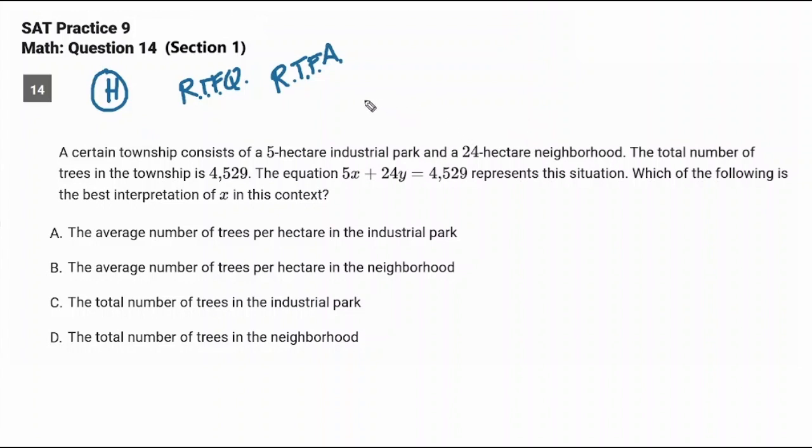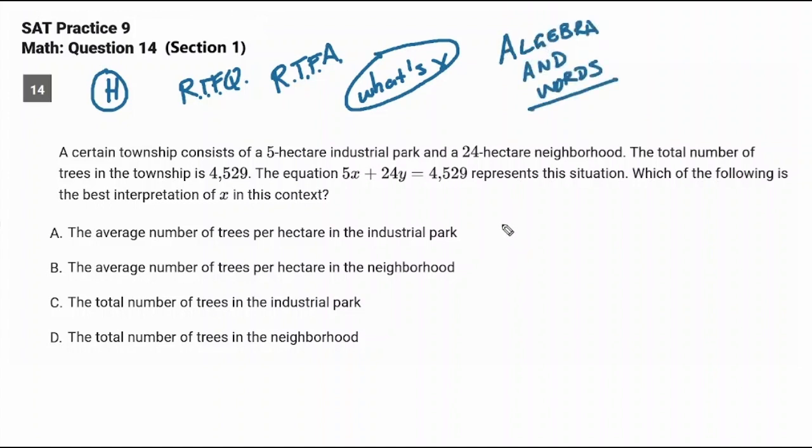So let's write down what we're looking for. This problem is algebra and words. The way to do algebra and words problems is to deconstruct what's going on. So first of all, just what's x? X is trees where? Industrial park. All right, what's y? Y is trees where? Neighborhood.